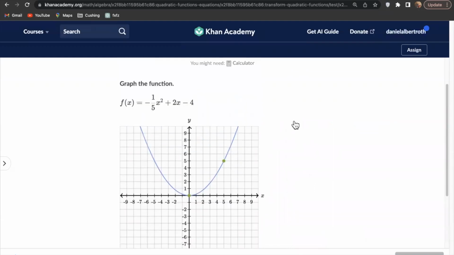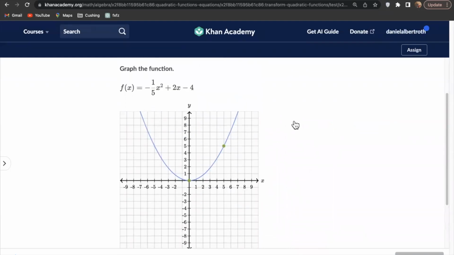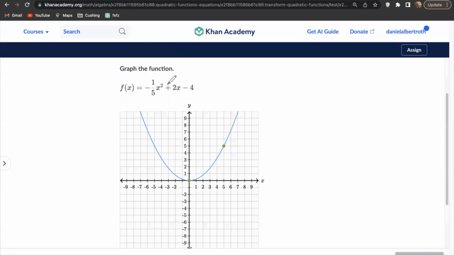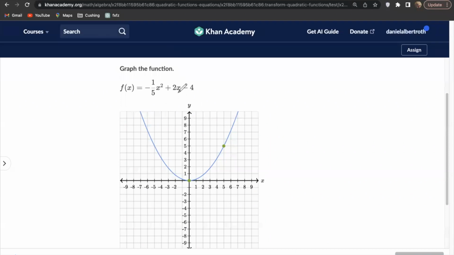Okay, so this one says graph the function. This is a quadratic function given to us in standard form. So we have a of -1/5, b, which is 2, and c is -4.